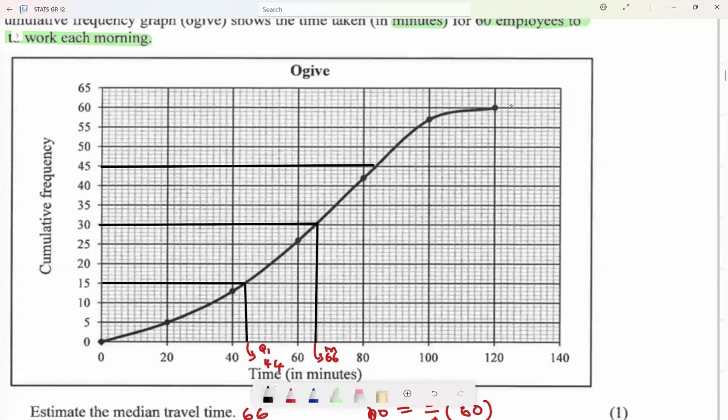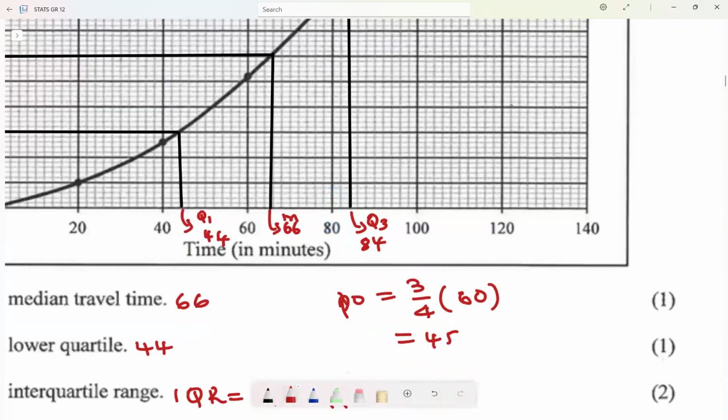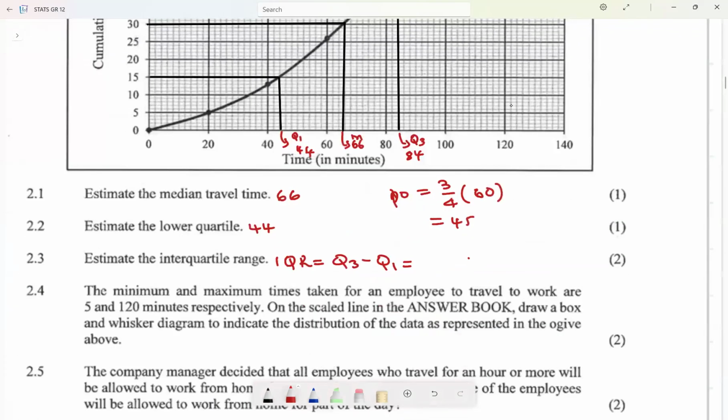We estimate that to be something like 44. I estimate this quartile 3 to be something like 82, 84. I hope that's clear for everyone. So now I can say, it means therefore it is how much? 84 minus 44, which is basically just 40. You needed first to calculate your quartile 3 again, and then calculate the IQR. It is another mark.